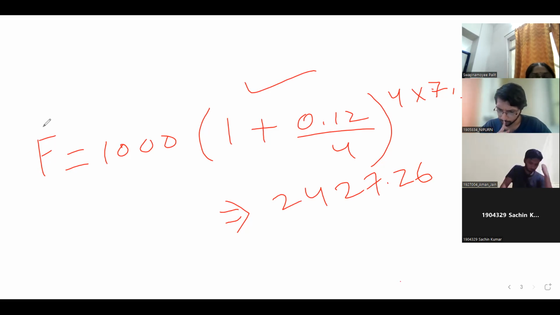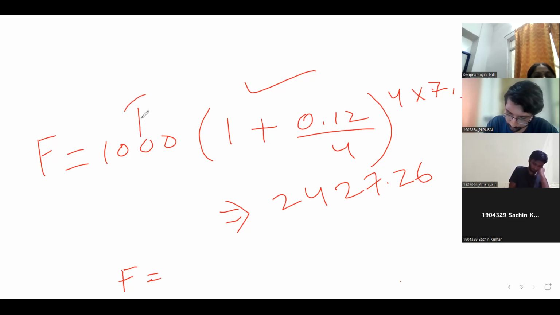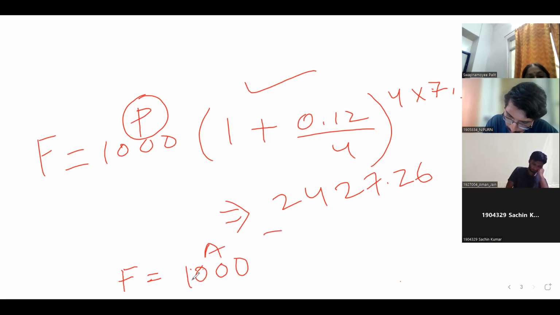And for that second part, you see, it is asking you that if that 1000 instead of P, because you know this is your P value present. If instead of P, it is your A, you're paying this every year. Suppose it is your A, then what will be the mature value you will get? So now you have to put the multi-period compounding formula.